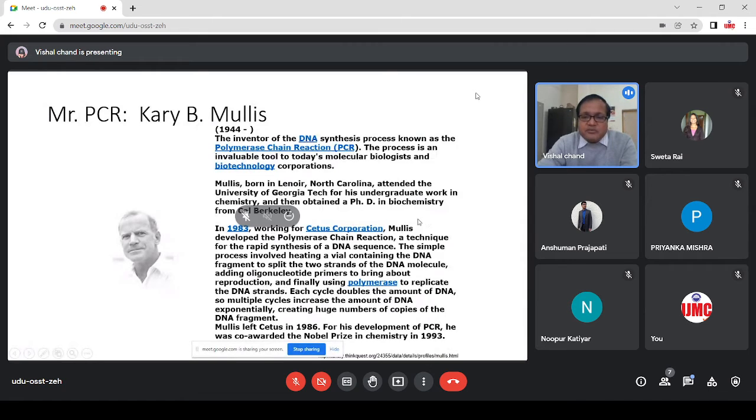In 1983, working for Cetus Corporation, Mullis developed the polymerase chain reaction, a technique for the rapid synthesis of DNA sequences. The simple process involves heating a vial containing the DNA fragment to split the two strands of the DNA molecule, adding oligonucleotide primers to bring about reproduction, and finally using polymerase to replicate the DNA strand. Each cycle doubles the amount of DNA, so multiple cycles increase the amount of DNA exponentially, creating a huge number of copies of the DNA fragment. Okay, so this is what the PCR is.